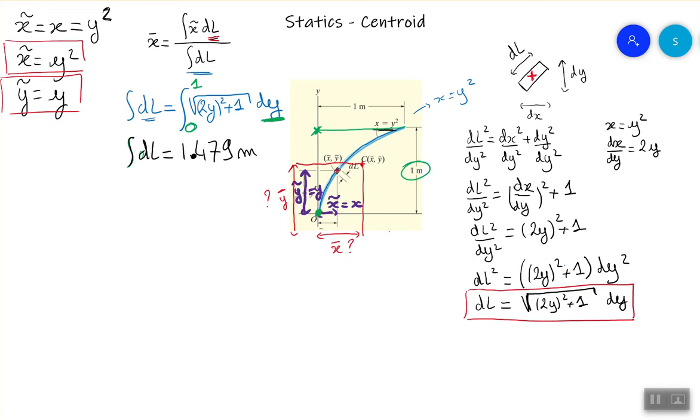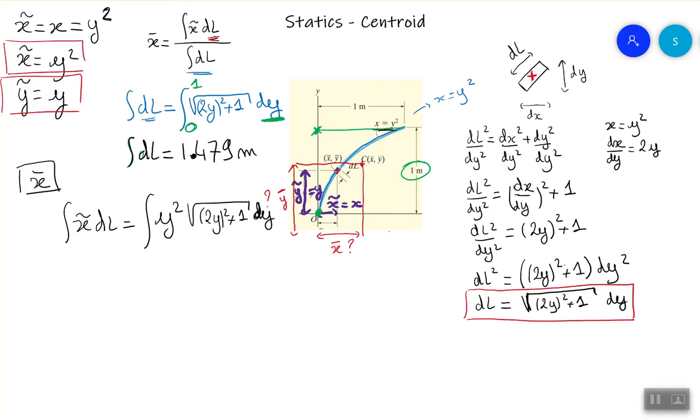Okay. Now we need to find the integral of x tilde dl. Let's do x first, x bar. So we want to find the integral of x tilde dl, the numerator, and x tilde is y square. So that's the integral of y square times the square root of 2y square plus 1 dy. The limits are the same as for dl, the limits for y, so from 0 to 1.